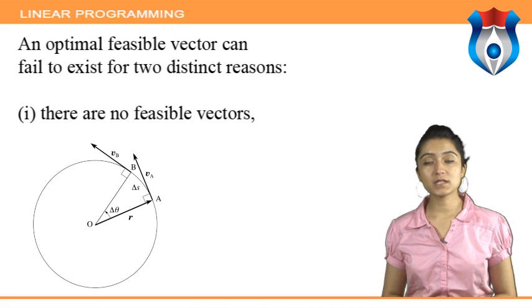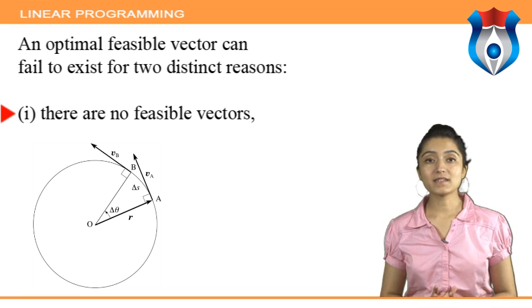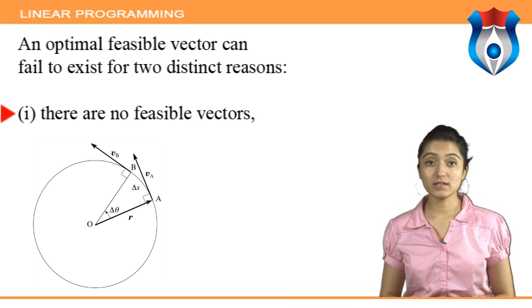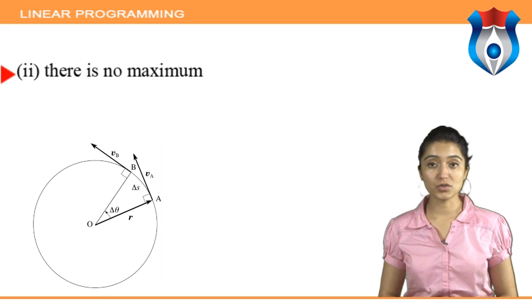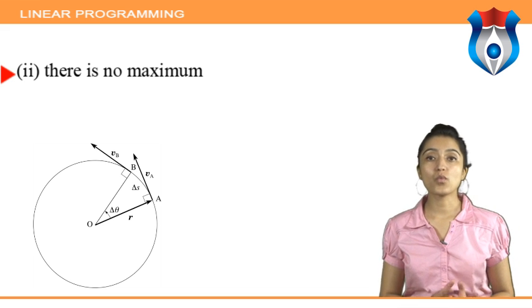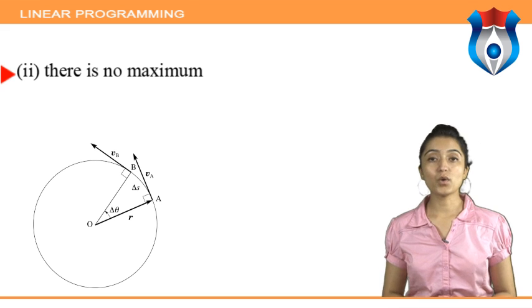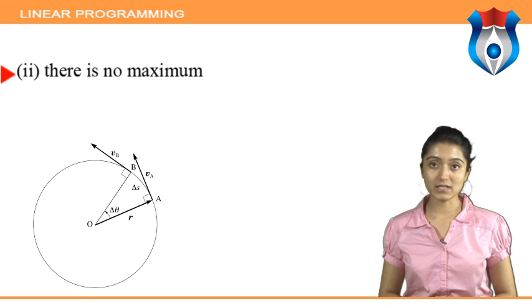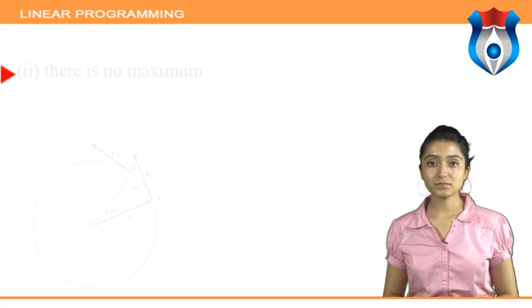An optimal feasible vector can fail to exist for two distinct reasons. There are no feasible vectors, that is, the given constraints are incompatible. Or there is no maximum, that is, there is a direction in n-space where one or more of the variables can be taken to infinity while still satisfying the constraints, giving an unbounded value for the objective function.